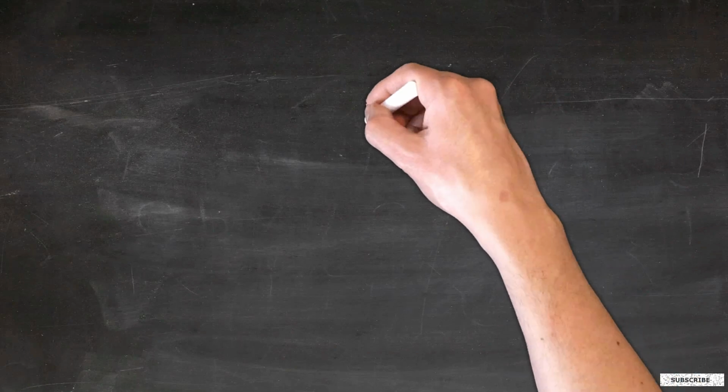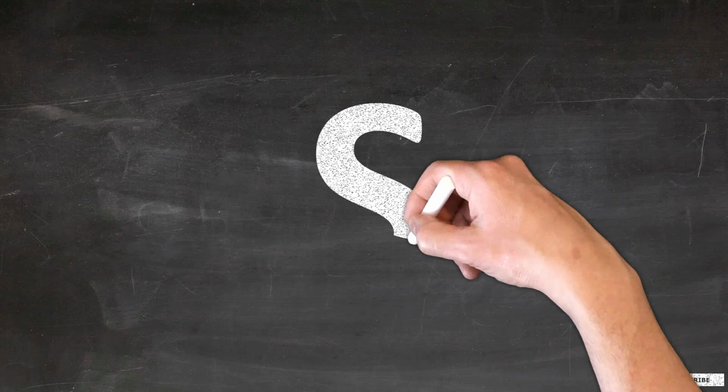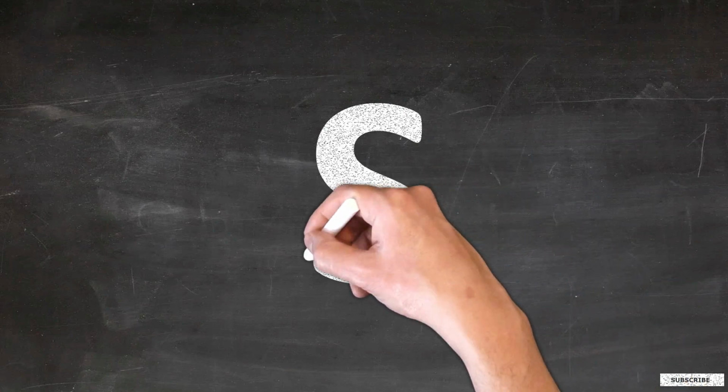Start from the top, swing to the left, draw a curve, swing to the right, draw another backward curve at the bottom. This is capital S.